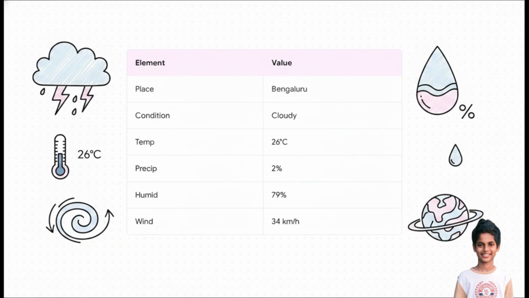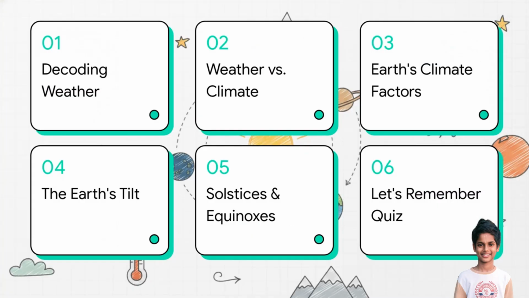Okay, let's look at this real weather report for Bangalore straight from your textbook. It's for a Thursday morning at 11 a.m. Look closely at the specific metrics they've recorded here. It's mostly cloudy, the temperature is 26 degrees Celsius, precipitation is just 2%, humidity is sitting at 79%, and the wind is blowing at 34 kilometers per hour. Now, this isn't just random data, right? These are the exact, precise metrics that scientists, or meteorologists, monitor every single day to figure out what the weather's going to do tomorrow.